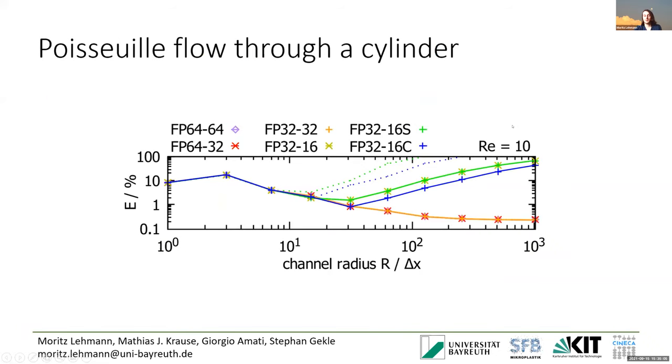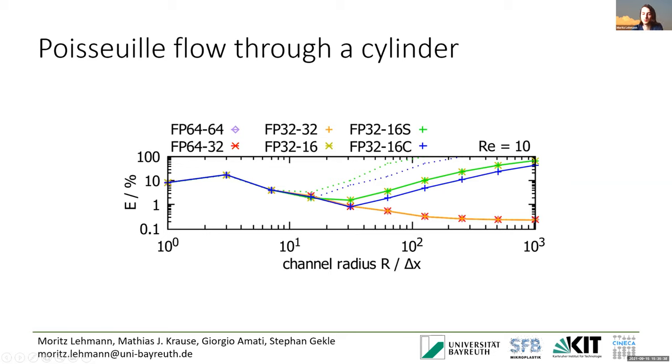So now on to the lattice Boltzmann accuracy. This is for flow through a 3D cylinder with D3Q19. On the x-axis, I vary the cylinder radius, and on the y-axis, you see the L2 error. As the channel radius increases, there's less staircase effect of the bounce-back boundaries all around. So the error decreases, and the error is exactly the same for FP64 and FP32, and even also mixed precision 64 and 32.